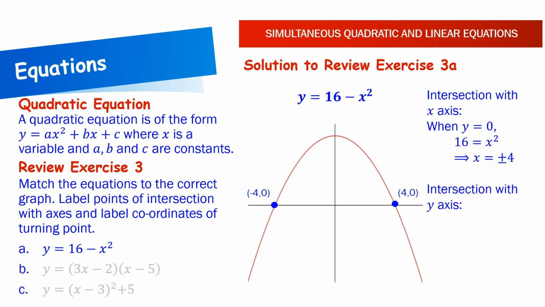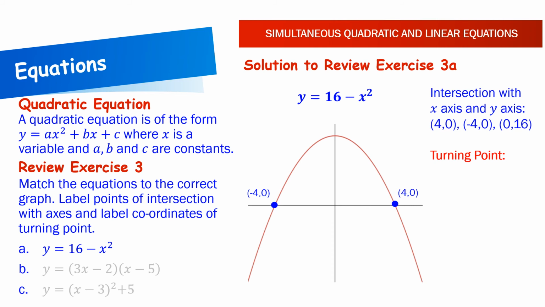And now for the intersection with the y-axis. This is when x equals 0. Now when x equals 0, y is equal to 16. We're simply plugging this in to our equation. And so the point of intersection with the y-axis is 0, 16.